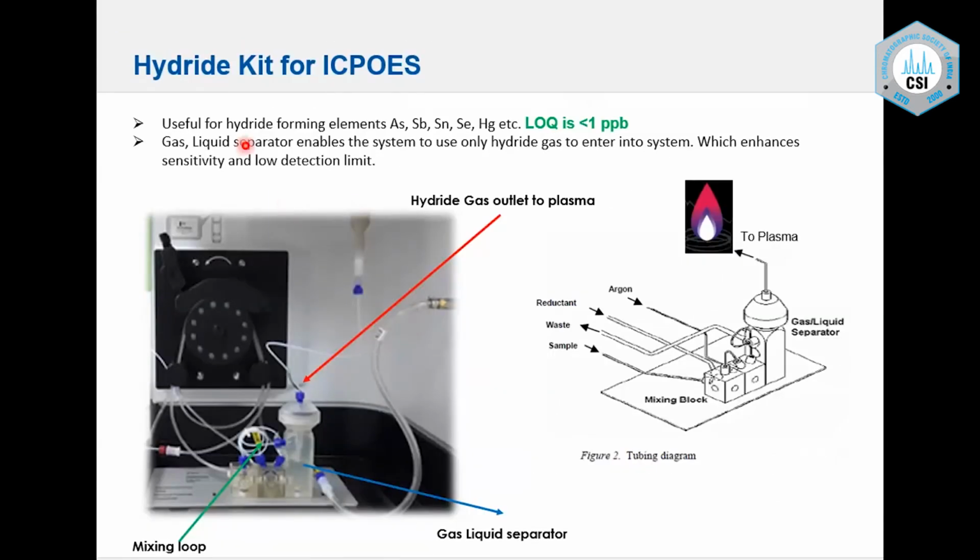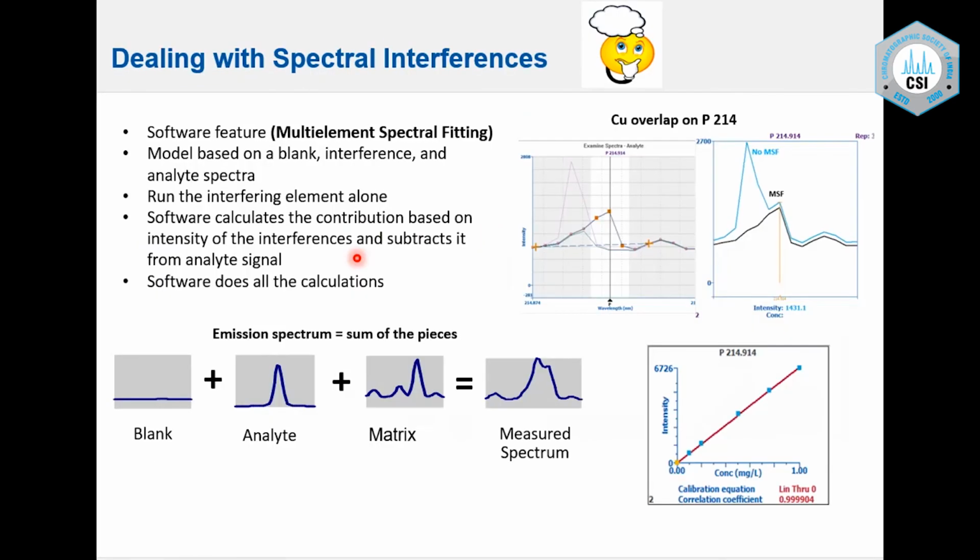You can also use a hydride kit on ICP-OES for elements like mercury, arsenic and selenium, which are very difficult at 1 ppb level on ICP-OES. If you want to perform at 1 ppb or below, you can use the hydride kit. It is similar to an AAS hydride kit, where sodium borohydride and the sample are mixed in a sample loop, and in the gas liquid separator the liquid waste is drained off and only the hydride gas metals are introduced into the plasma, giving more accuracy and lower detection limits.